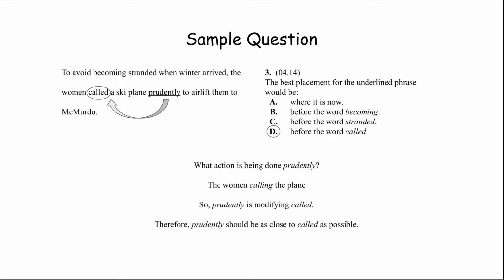So, the process we want to follow with this question would be, okay, I'm going to ask myself what action is being done prudently. So we know my modifier is prudently because that's what we're going to be moving. So what is it modifying? What is being done prudently? The women calling the plane, right? So therefore, prudently should be as close to called as possible, and the only answer choice that does that for us is D, before the word called.